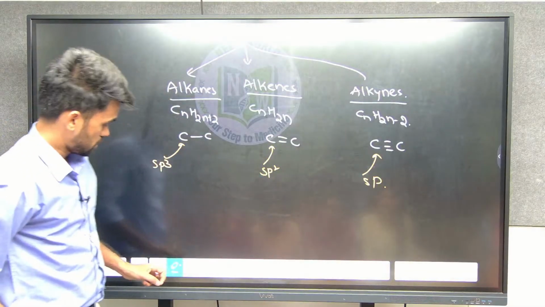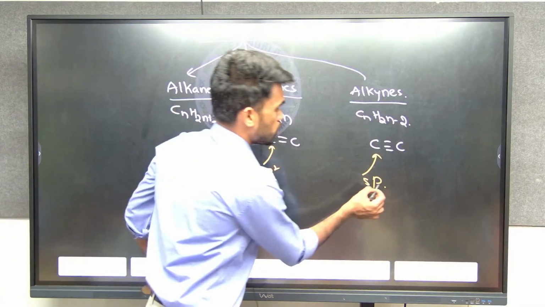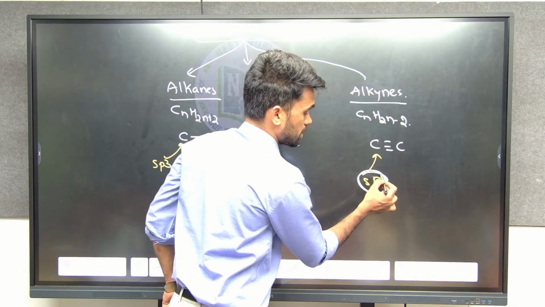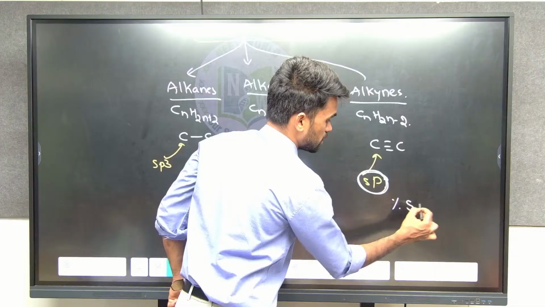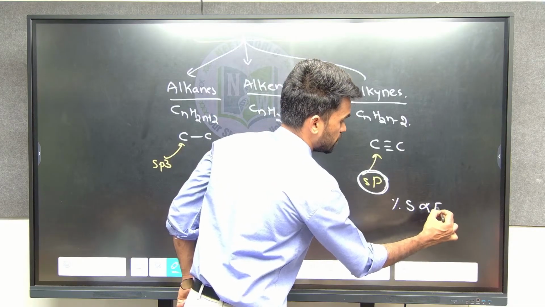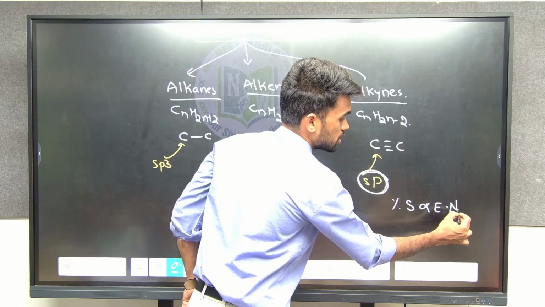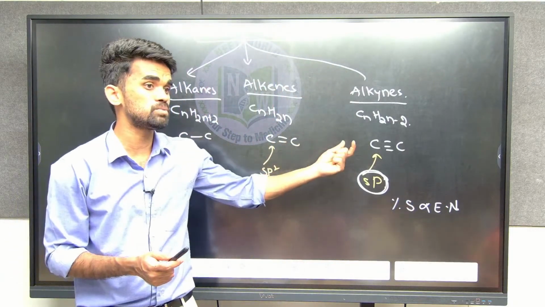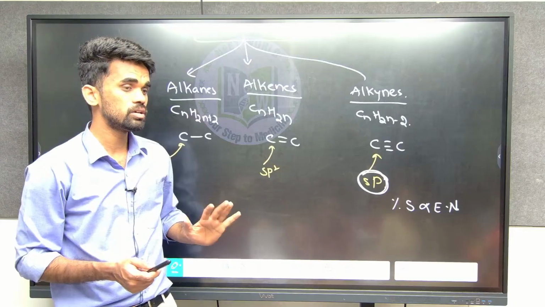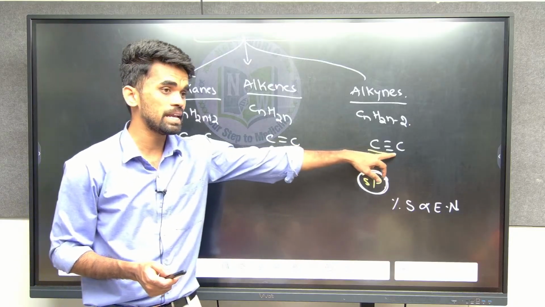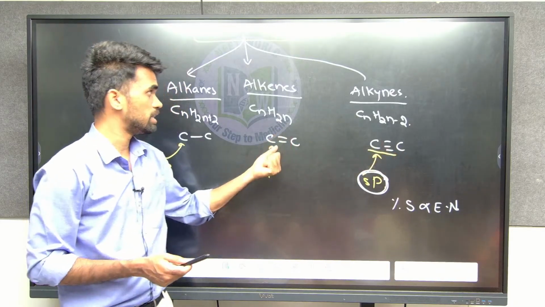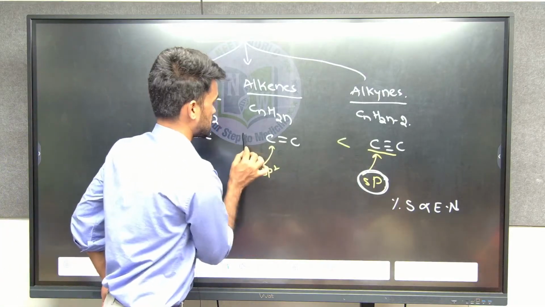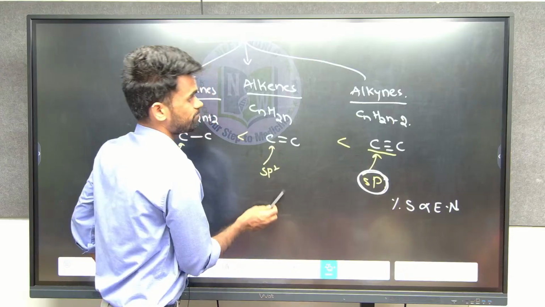Here, if there is more percentage of S character, what I told you, more percentage of S character means it has more electronegativity. So out of these 3 carbons, which carbon is more electronegative? You can say, no? Sp carbon. It means alkane carbons are less electronegative than this, than this. Okay, remember this order. We'll discuss again about this. Next one.